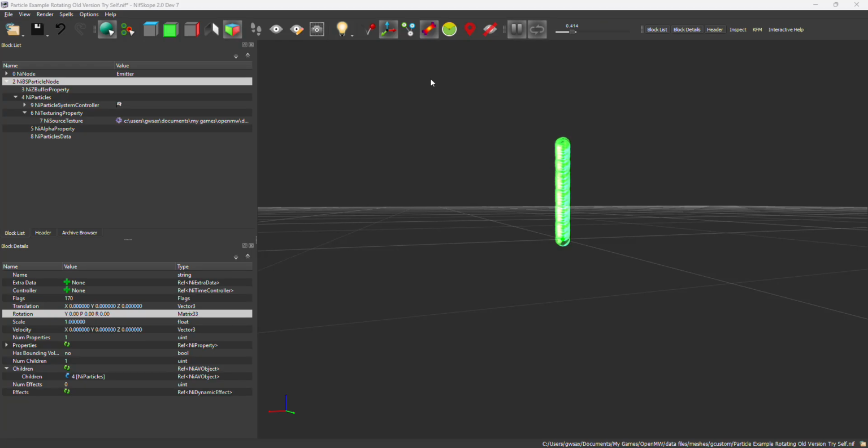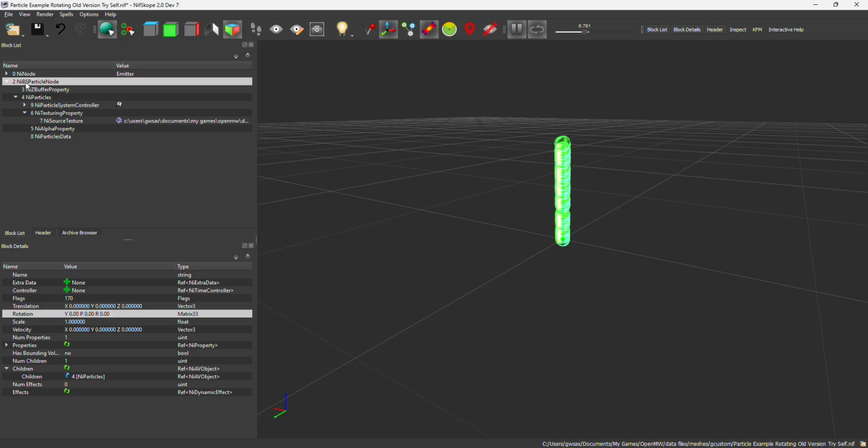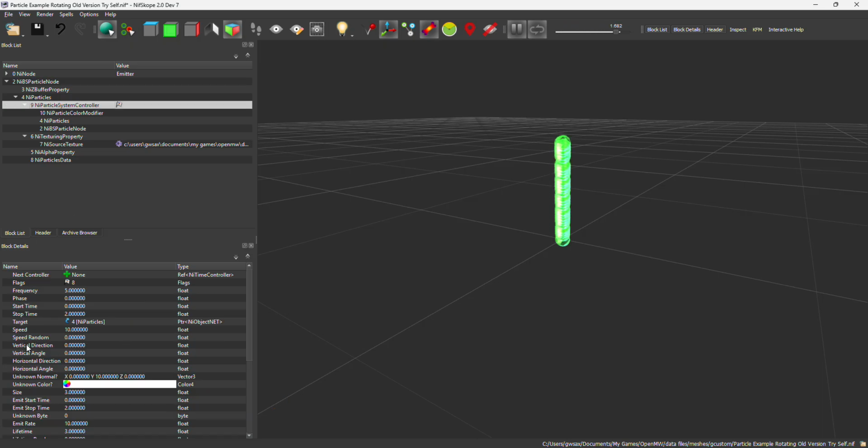So today I wanted to talk about the directional modifiers on the NiParticles node, or just your emitter node in general, and the NiParticleSystemController. So we're just going to cover the rotation and translation of the emitter node, and then we'll talk about the vertical direction, vertical angle, horizontal direction, and horizontal angle of the particle system controller.